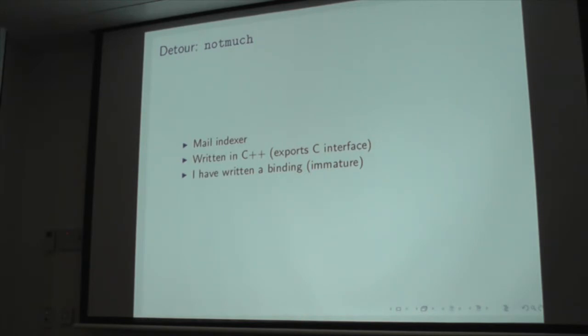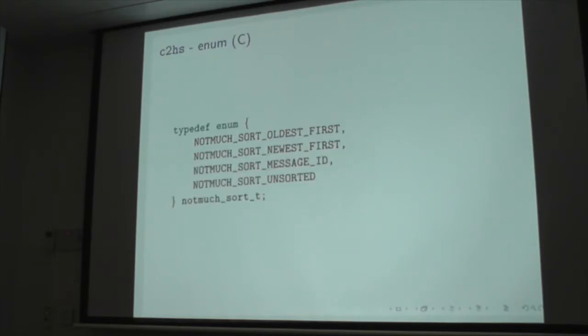Yeah, I have a medium-term goal to completely replace Mutt with something I wrote in Haskell that has native tagging with notmuch and all of that. So anyway, some examples on the next few slides will come from my binding to notmuch.